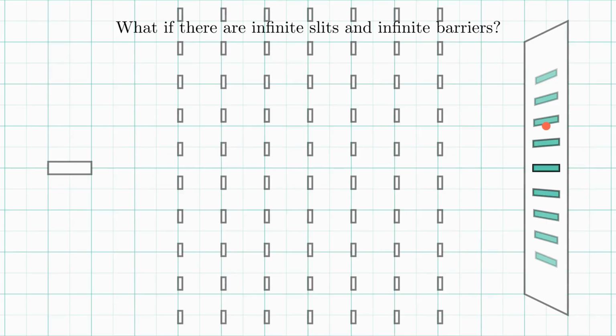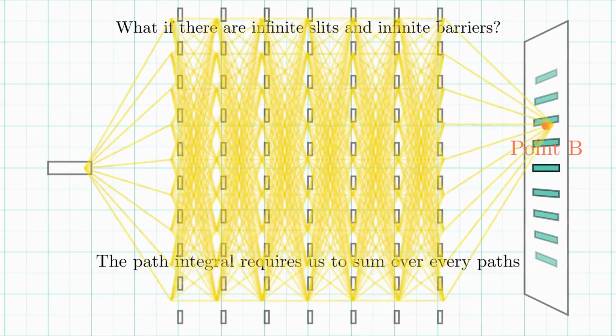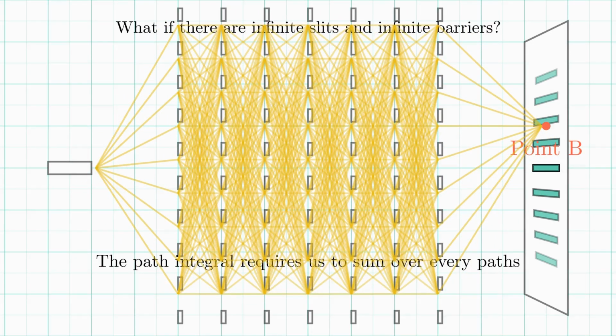The path integral says that in order to find the probability of reaching point B, we sum over every possible path. Therefore, even in empty space, a photon must consider every possible path, because there are infinite slits and infinite paths that we need to consider.